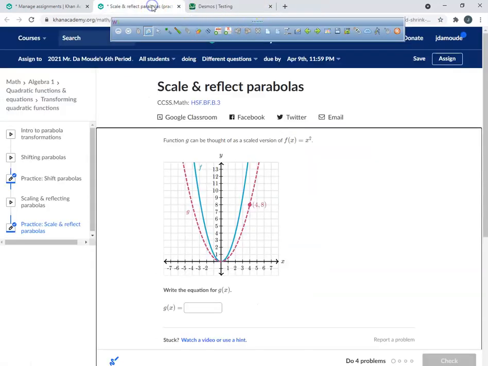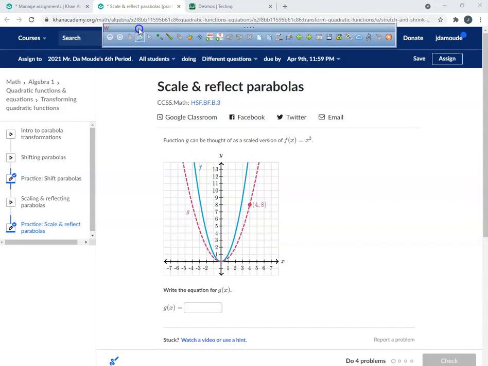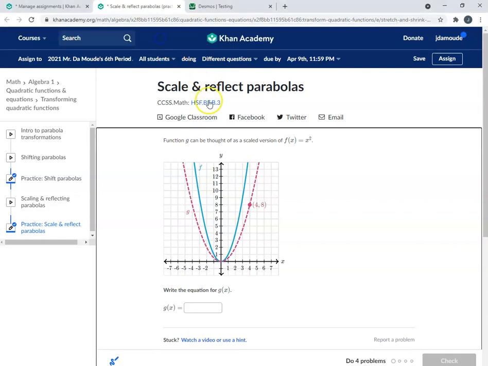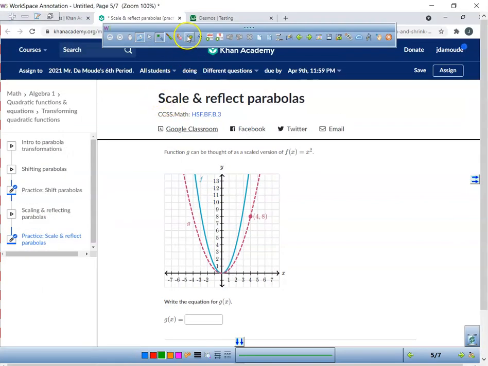Now we're going to go to scaling. What I'd like you guys to do is title this Scaling and Reflecting. I'm just going to do one video covering 2 topics because these aren't going to be super difficult. All right, scaling and reflecting.